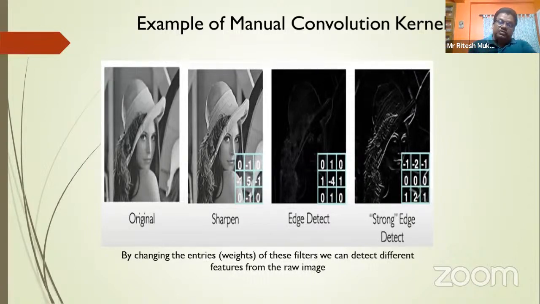And these convolution kernels are already available for different operations. Say, for example, this image is very popular amongst image processing people, Lena. Most of the papers of image processing, you will find this image. So if we apply one filter like this, 0, -1, 0, -1, 5, -1, 0, -1, 0, in that case, it will sharpen the image. Similarly, for edge detection, we can apply this filter. For strong edge detection, we can apply this type of filter. So different kinds of filters we can apply on any image for different purposes.